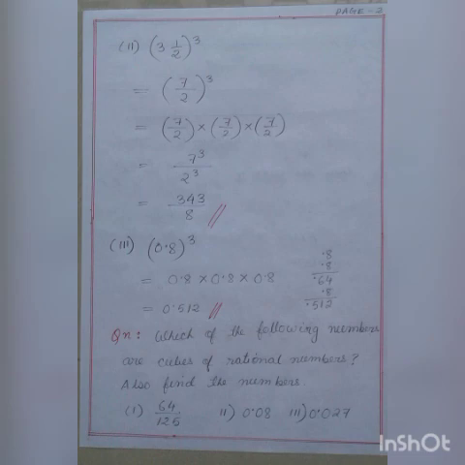Number 3, 0.8 to the power 3 is equal to 0.8 into 0.8 into 0.8, which is equal to 0.512. Next question, which of the following numbers are cubes of rational numbers?